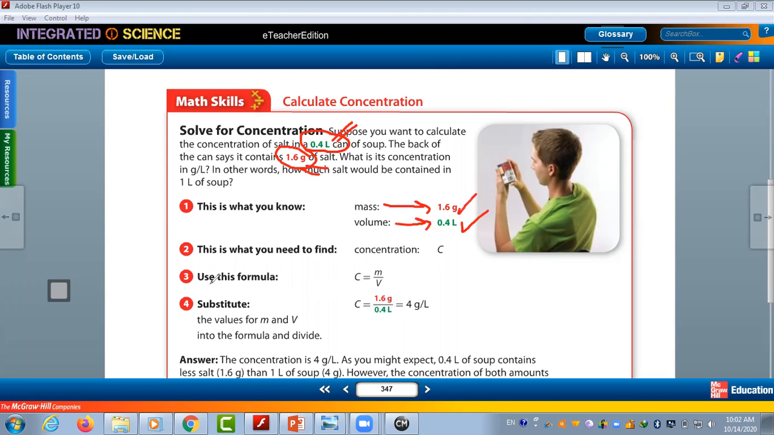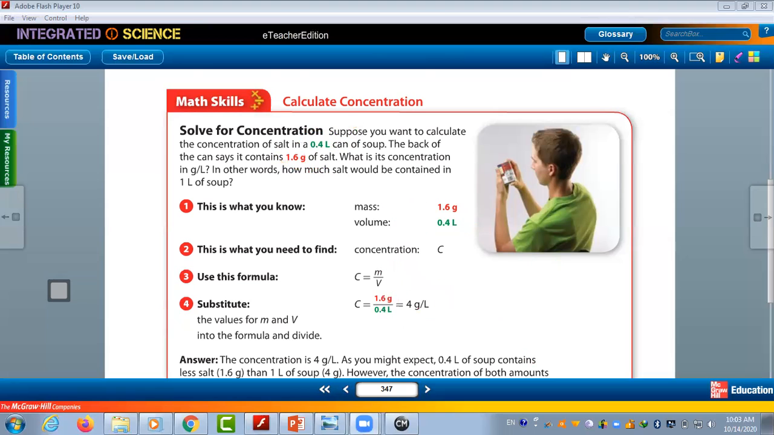So just make substitution after you write the formula. Substitution means we remove the symbol and put its number. So M is 1.6 grams, we put 1.6 gram. Volume is 0.4 liter, we put 0.4 liter. So the answer is 4 gram per liter. This dash we pronounce as per: gram per liter.